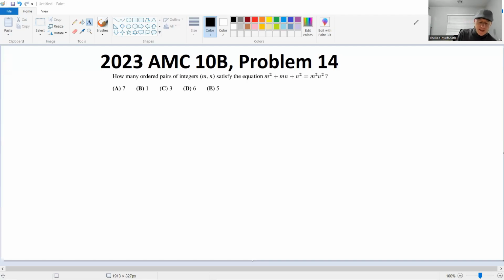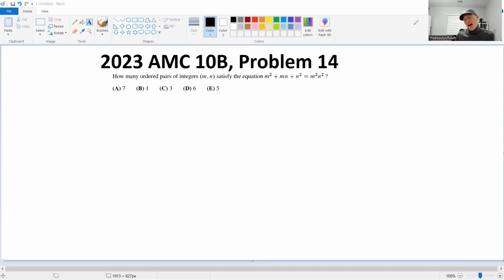Okay, so for this one, 2023 AMC 10B problem 14, we are going to solve it in a couple different ways. The first way would be kind of the way that I did it when I was solving it on my own. And the second way is a more efficient way that other members of the community had come up with. I thought about doing that, but I couldn't think about how to get past a certain point. And we'll discuss that when we get to it.